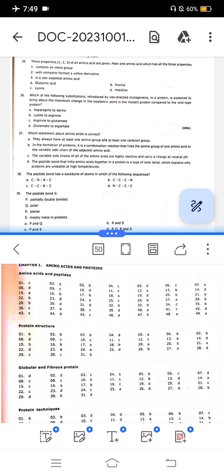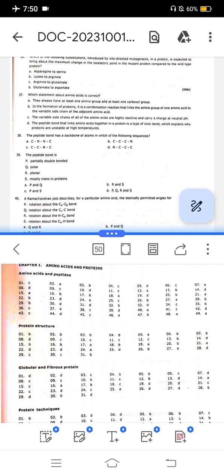The peptide bond has a backbone of atoms in which of the following sequence? Which sequence? C, in the sense C, C and C. The peptide bond is D. D in the sense P, Q, R and S. All are correct. The peptide bond is partially double bonded, polar, planar and mostly trans in proteins. Okay.